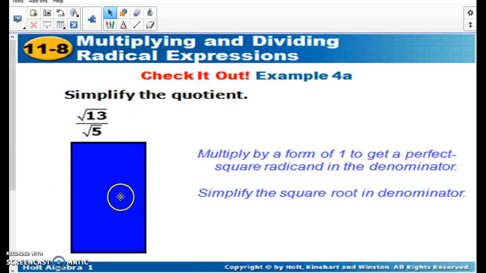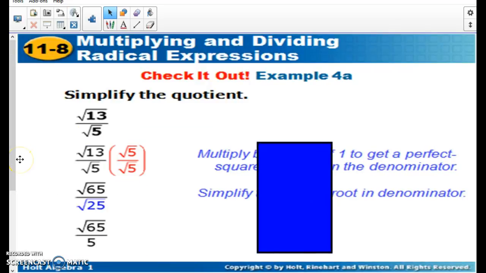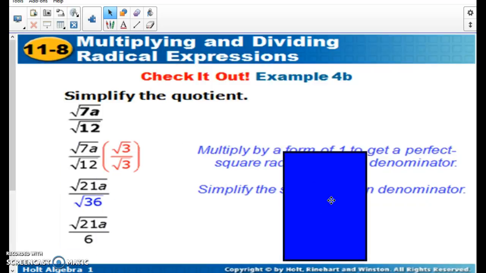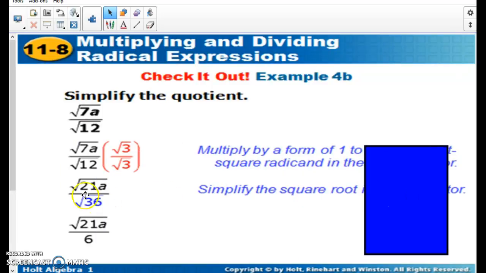Something like this, square root of 5. Best way to do it is get to 5 again. So 25, square root of 25 is 5. Here, to get to 12, we would multiply by square root of 3, because that would give us 36, and we know the square root of 36 is 6. So just not multiplying by whatever the denominator is, we're multiplying by whatever would give the denominator a perfect square.